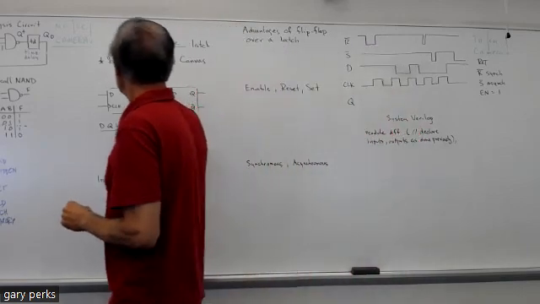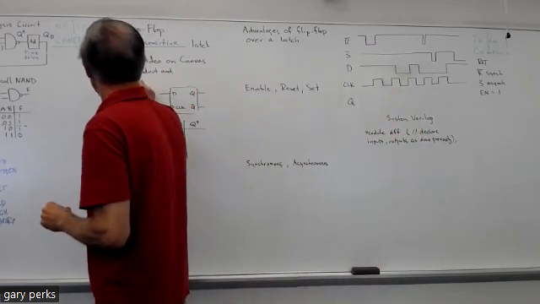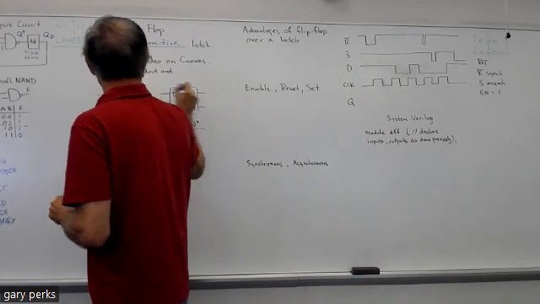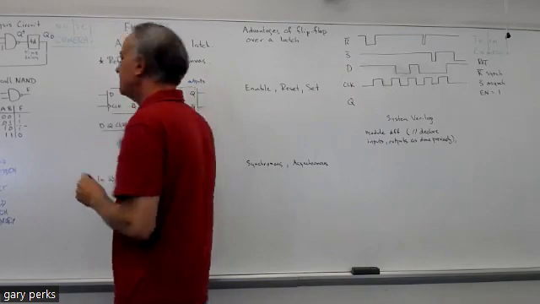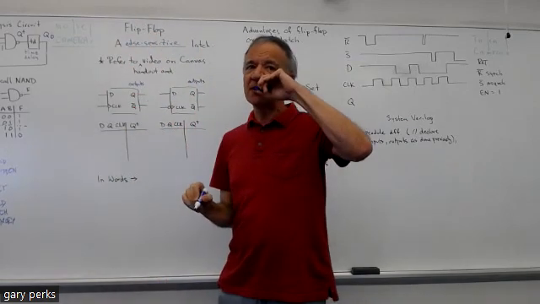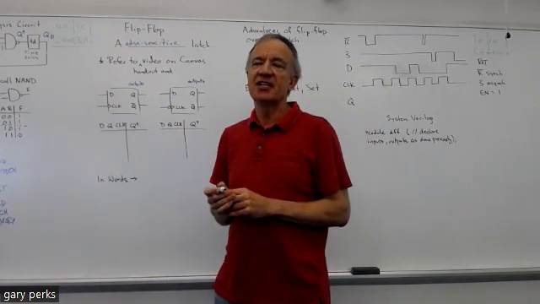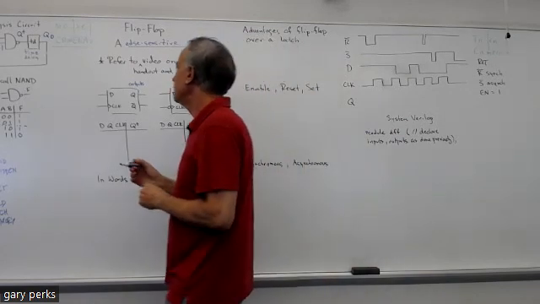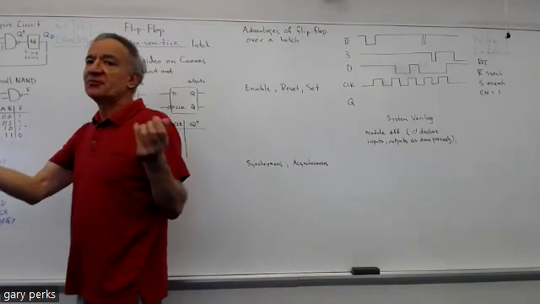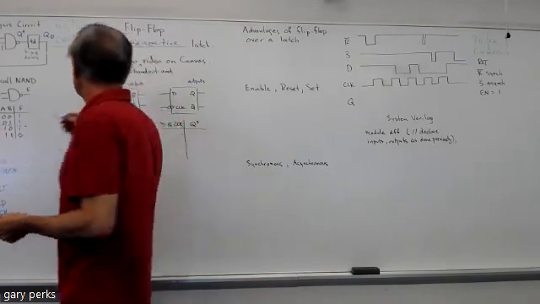Again, the Qs are the outputs. All right, so Q and not Q are outputs. That's pretty standard with flip-flops. No matter what kind of flip-flop you have, I don't think I've ever seen outputs of flip-flops labeled anything other than Q and not Q. But what's different with the different flip-flops is what the inputs are labeled.